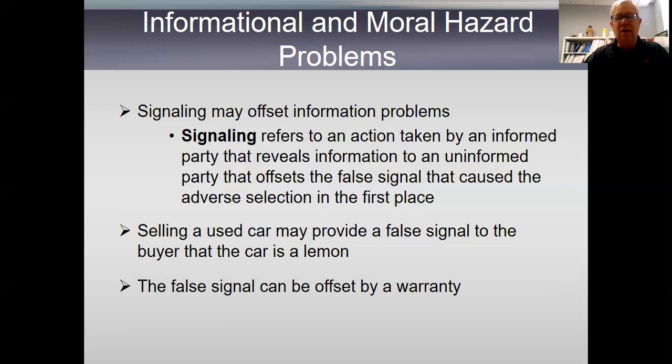One way that we can get around it is to somehow signal that the product I'm selling is indeed in the condition that I claim it is. And so by signaling that, it offsets that false signal of adverse selection. And here we come back to the selling of a used car. If there's something the seller can do to provide confidence to the buyer that the car is indeed in good condition, that would be a form of signaling. And this signaling can be done, for instance, in the offering of a warranty on the used car to reassure the buyer that they're not buying a lemon.